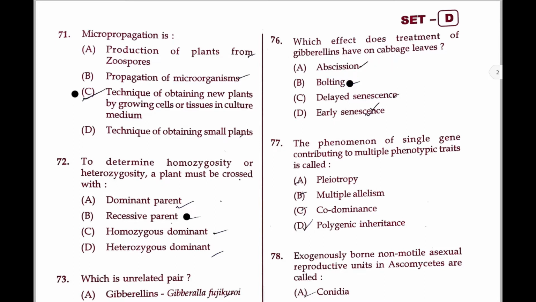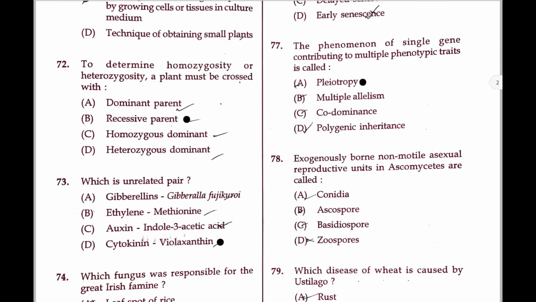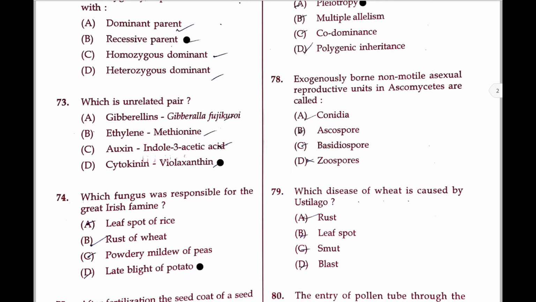Next, the phenomenon of a single gene contributing to multiple phenotypic traits is called pleiotropy. Next, the exogenously borne non-motile asexual reproductive unit in Ascomycetes is called dash. The answer is conidia. Remember, if the question is about an endogenously borne sexual spore, then the answer will be ascospore.